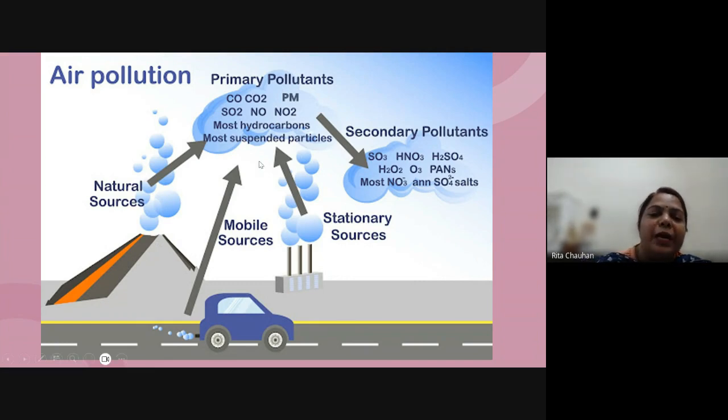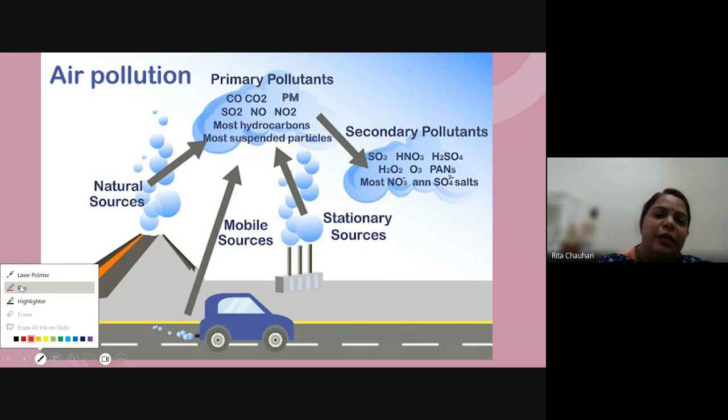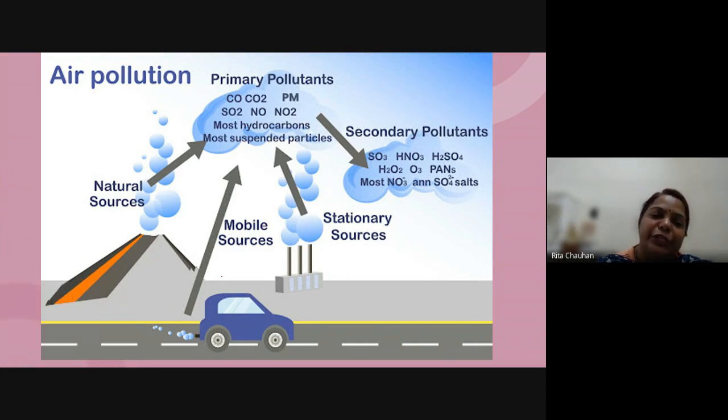Then third is mobile sources. Mobile sources means our transportation, our vehicles, cars, trucks, trains, aeroplanes. All these release air pollution. Wherever a car goes, it will release pollution into the atmosphere. So this is the mobile source of pollution.